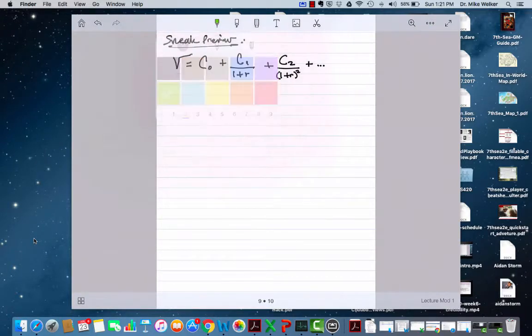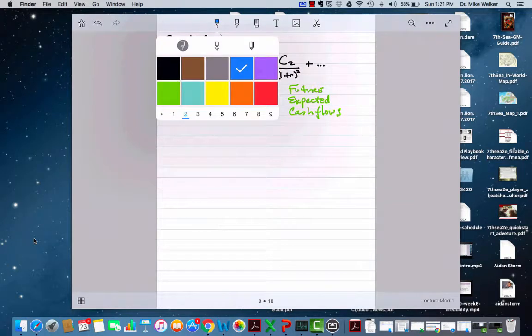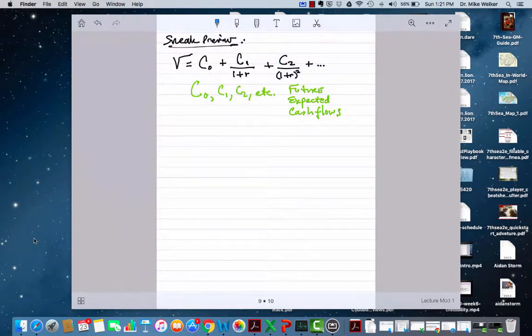Let's make it green for cash, right? They're happening in the future. They are predicted. They're expected, right? They're cash flows. The r, that little r, right, is what we call the discount rate. It's defined as the discount rate. And V just means value. And this is called the discounted cash flow valuation formula.